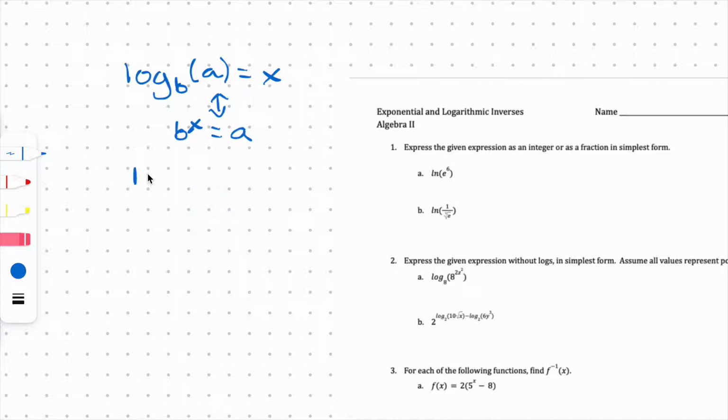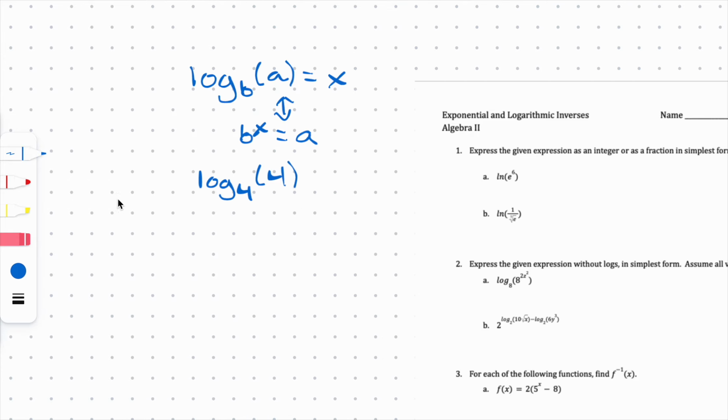So if we have something like log base 4 of 4, essentially, this is saying 4 to what power gives me 4? Well, 4 to the first power gives me 4, because raising something to the first power keeps that base at the same value. So we'd say log base 4 of 4 is just 1.